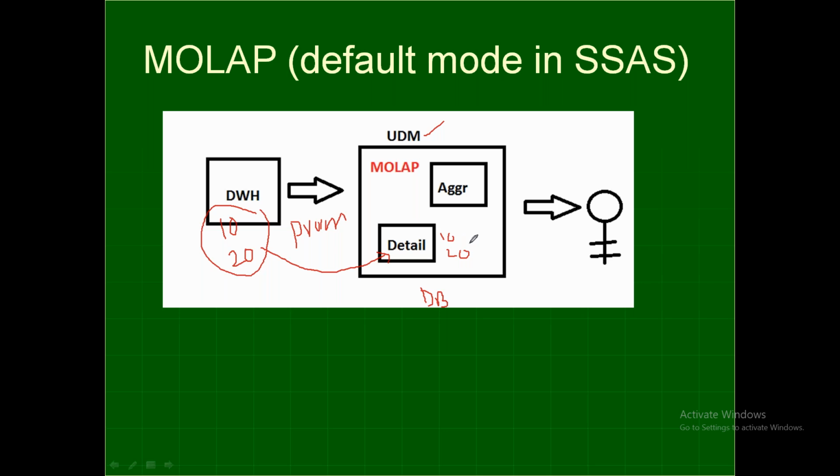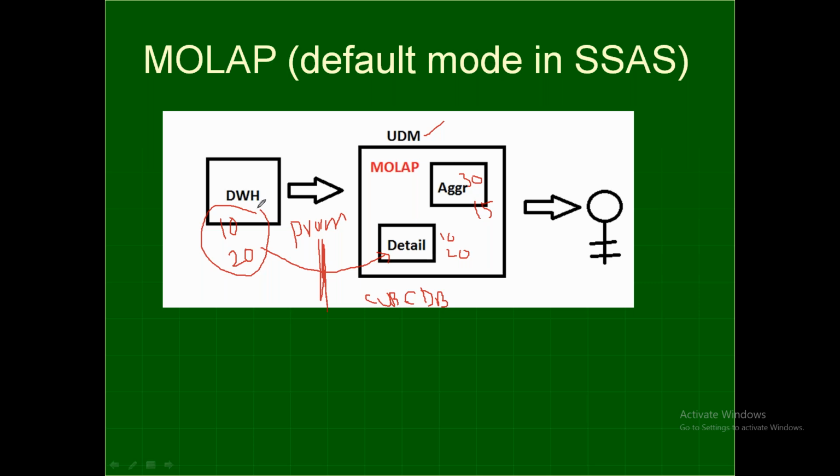What is the total? 10 plus 20 is 30, right? This is one aggregation, the sum. What is the average? The average is 15, like that. It is going to create a lot of aggregations, and all these are available in your cube database. Clear? It is aggregating the data and storing the data, so processing time will be much longer because it is aggregating multi-dimensional data.